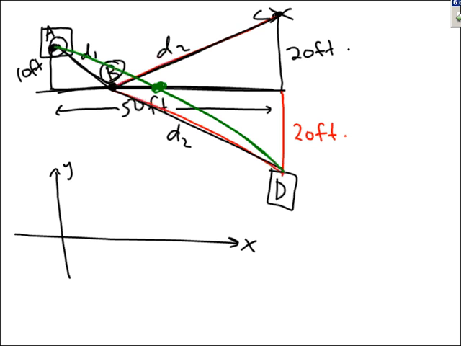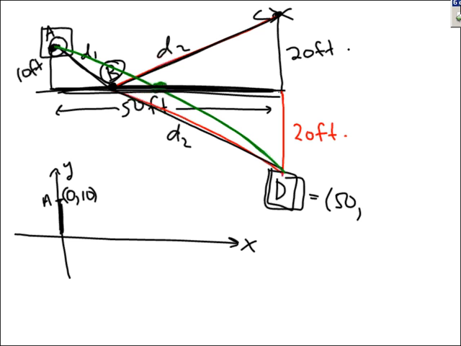X and Y. Suppose the left telephone pole is along the y-axis. So point A, since it's 10 feet high, the telephone pole, that point is (0, 10). Now point B, since I told you that this distance here is 50, then the x value here will be 50. And since this is the x-axis, we're going down 20. That is, it's negative 20. So we have another point here, (50, -20).